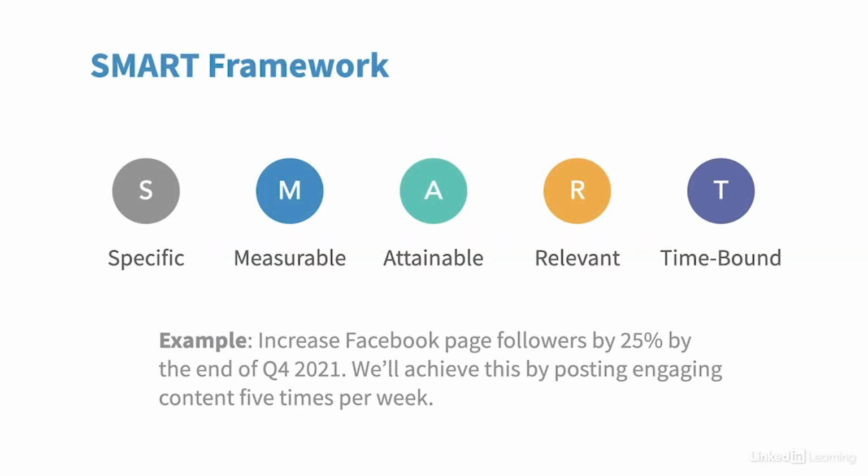I recommend using the SMART framework. This is going to make sure that your goals are specific, measurable, attainable, relevant, and time bound. And an example of a content strategy goal using this SMART framework is to increase blog views by 50% by the end of Q4 2021. And you'll achieve this by working closely with your editorial team and publishing a new blog post 5 times per week.